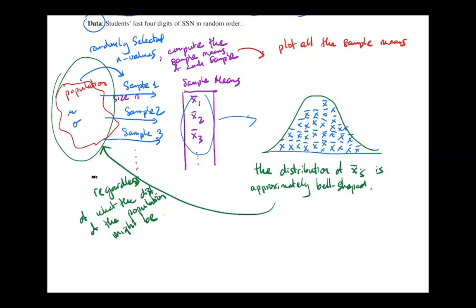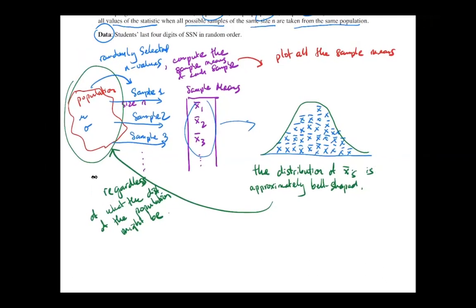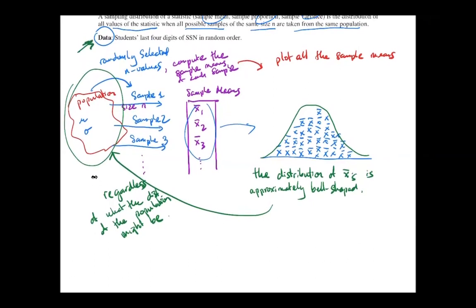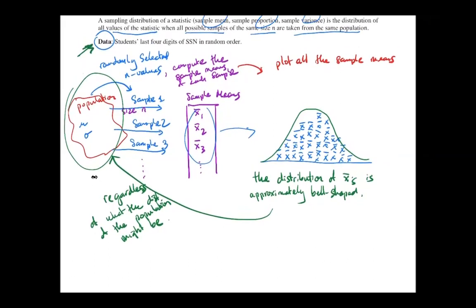If that doesn't make sense, I'm going to show you an example using this data here. So the data is going to be the students' last 4 digits of social security number in random order. We're going to generate a list of the last 4 digits of social security numbers, and then compute the average of those digits, and then plot those averages, hoping that we have a bell-shaped distribution of all those x bars from the last 4 digits of social security numbers.